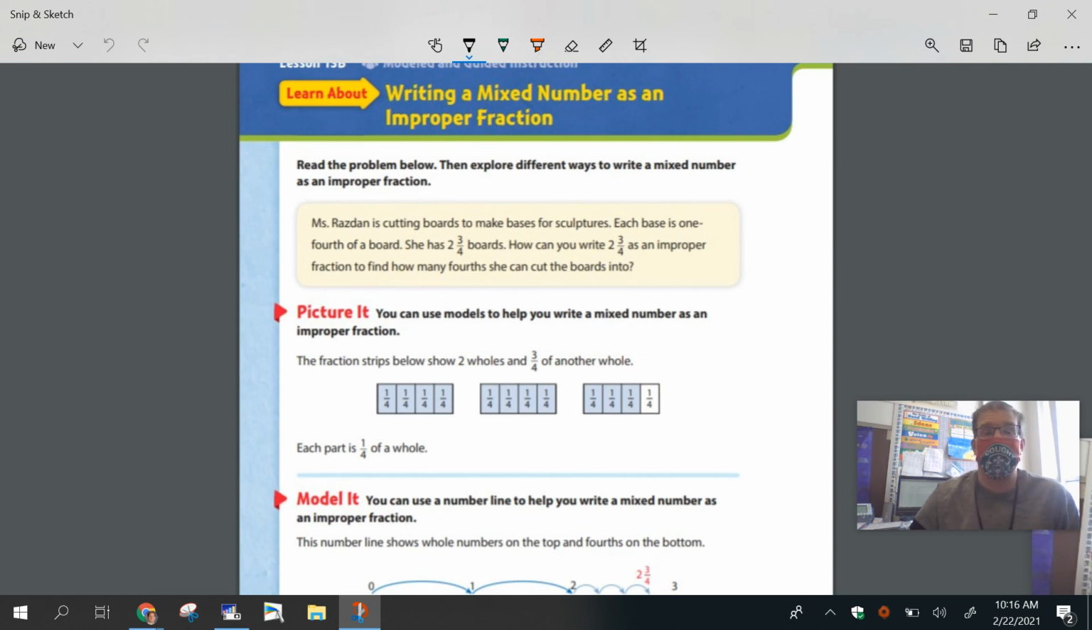Audrey, will you please read the problem? Ms. Rasden is cutting boards to make bases for sculptures. Each base is 1/4 of a board. She has two wholes and 3/4 of boards. How can you write 2 wholes and 3/4 as an improper fraction to find how many fourths you can cut the boards into?